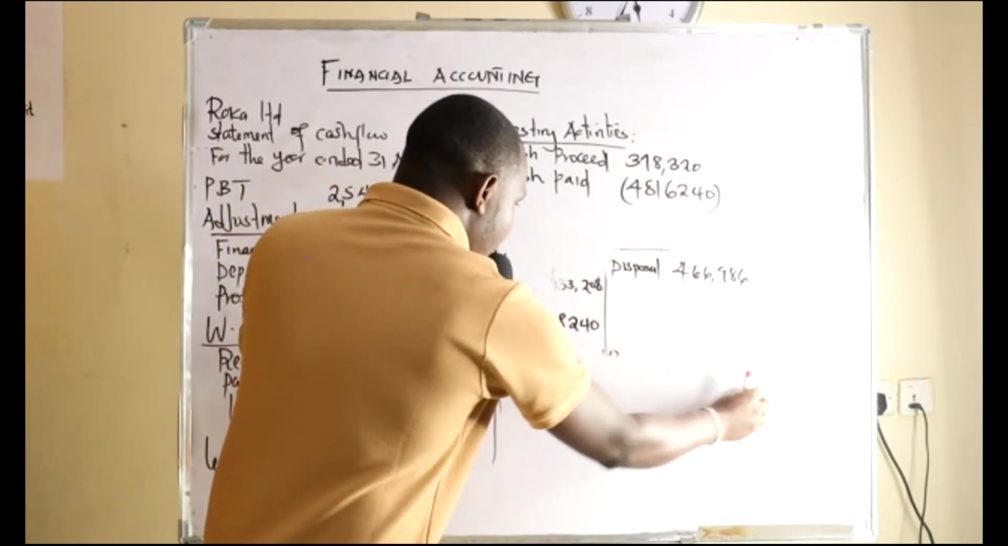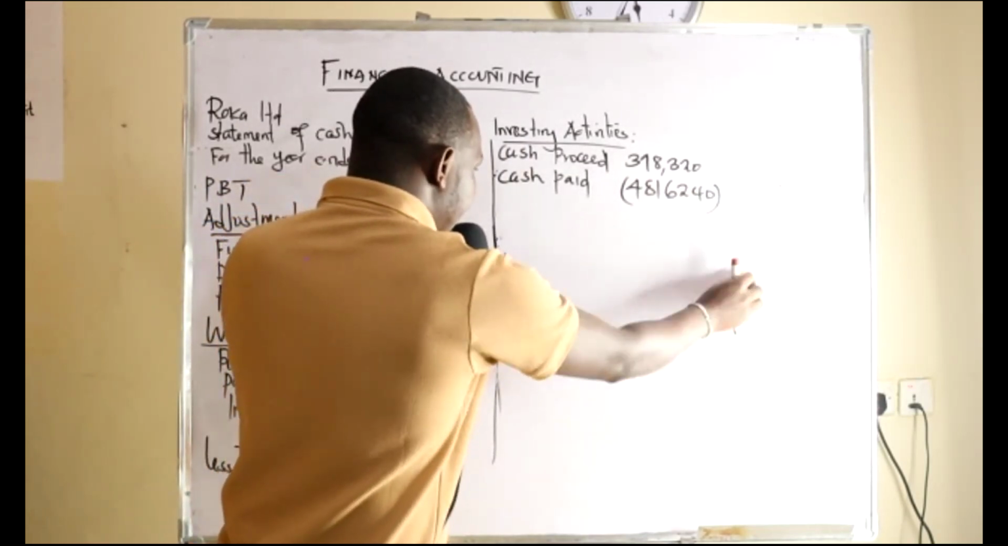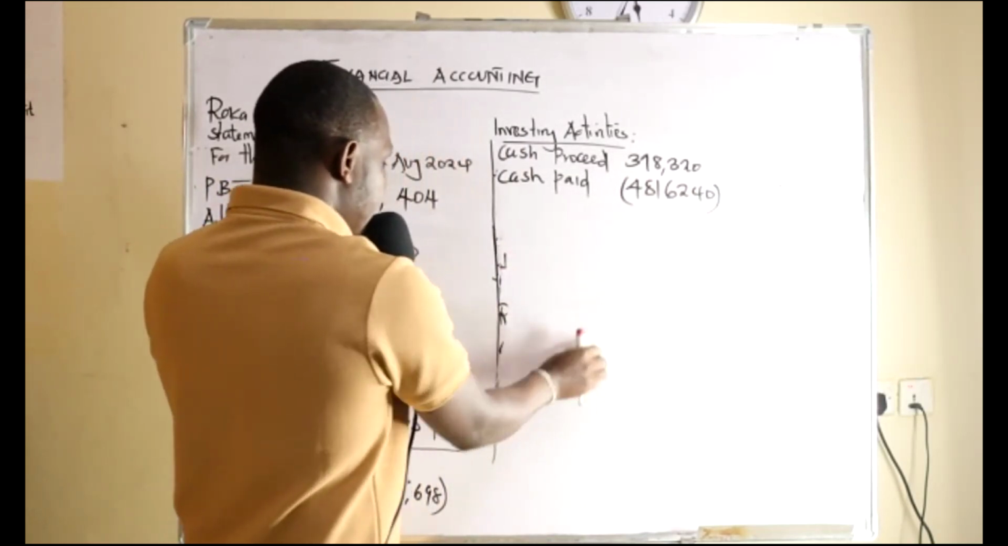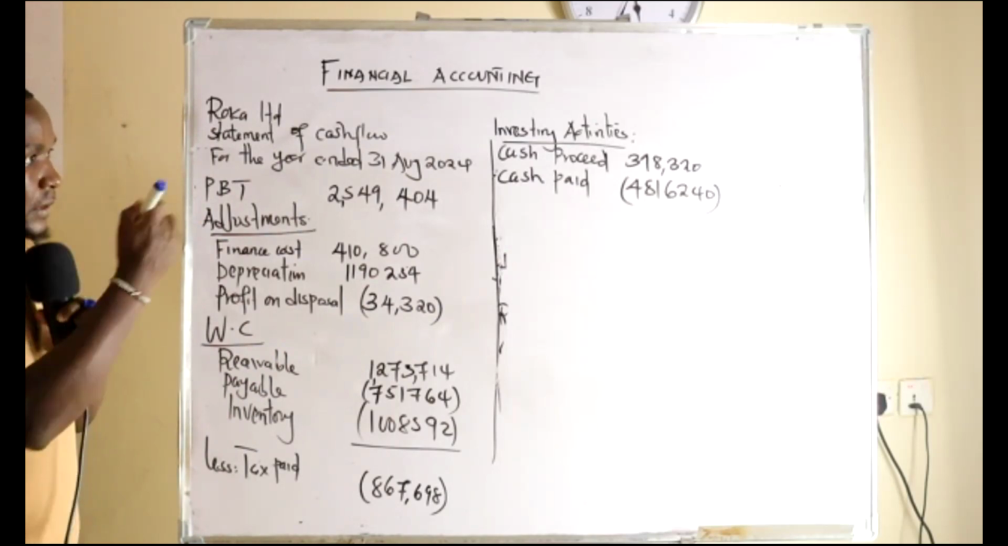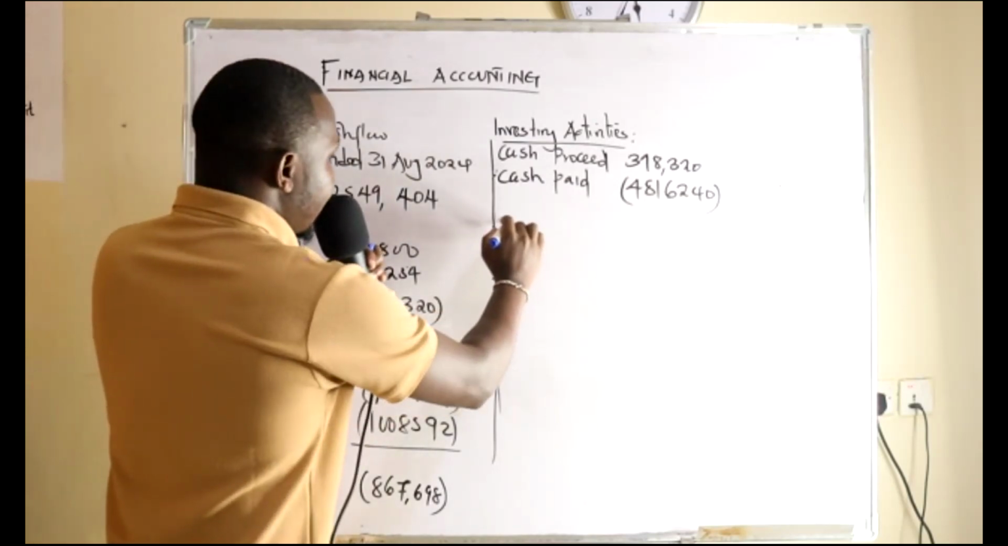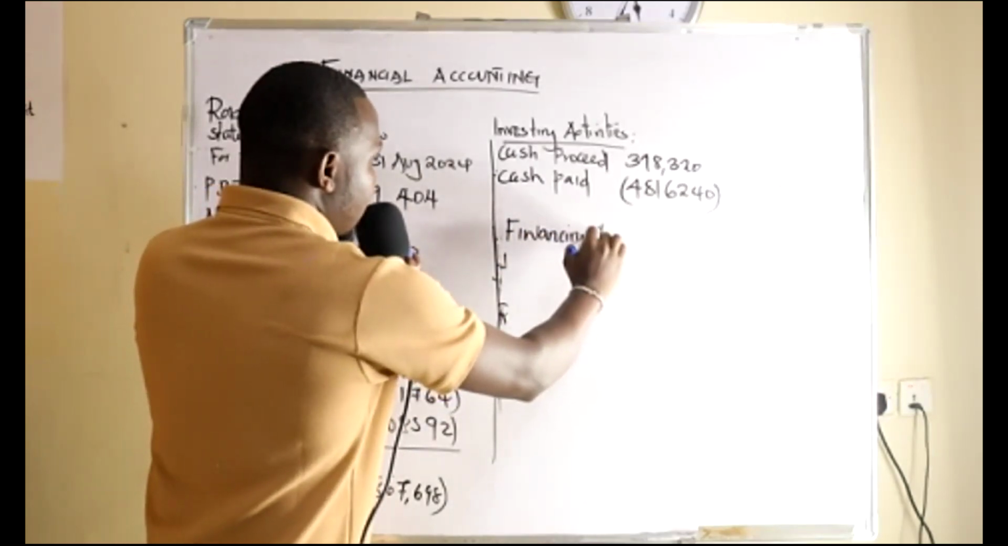So we go to the financing activities, which is the last element. The last element is financing activities. So write financing activities.